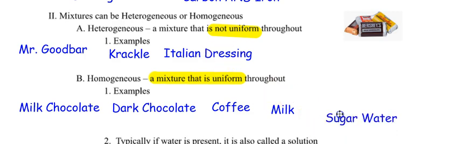What about sugar water? All right. As long as you have enough water that it all dissolves, it's going to be homogeneous. What if you put so much sugar in it that you have a whole bunch at the bottom of your glass now? Then it'd be heterogeneous, okay? But just a normal amount of sugar, like if you want your sweet tea or something, it's going to be homogeneous.